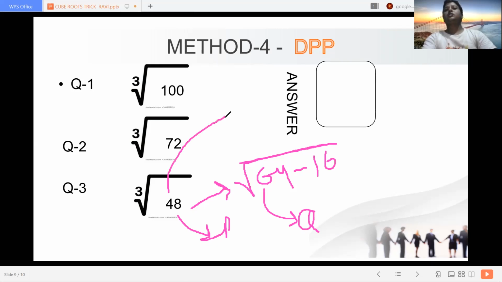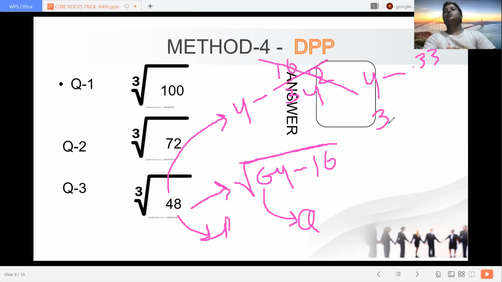Therefore the cube root of 48 is 4 minus (P minus Q, 16) divided by 3 times 4 squared, which is 48. Therefore they cancel out. 4 minus 0.33 comes out to be 3.67. The cube root of 48 is 3.67.